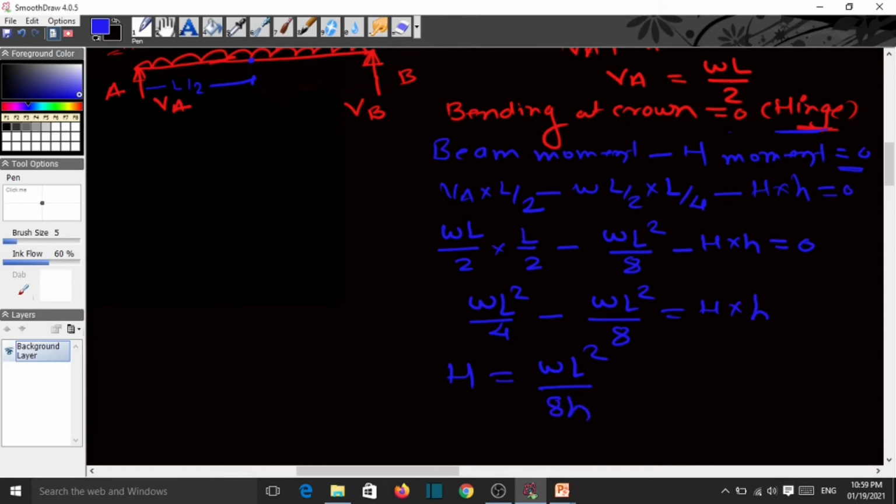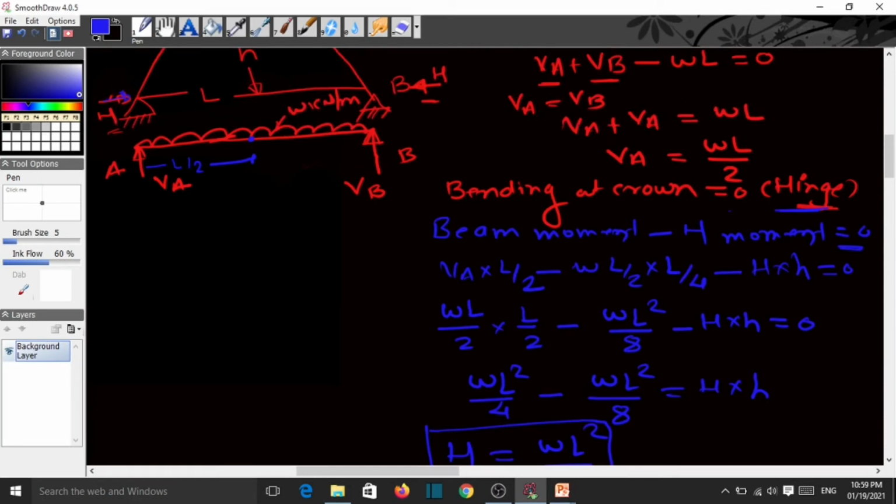8h. So in this way we got the value of the horizontal reaction, that is H is equal to WL square by 8h, and here also VA is equal to VB. So this VA is equal to WL by 2. Then next we have to prove here.